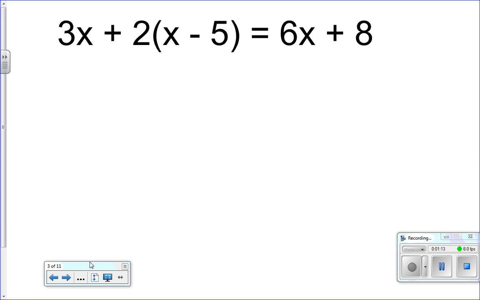All right, so before we go into what we're doing today, we need to review how to solve an equation. So we have this equation, 3x plus 2 groups of x minus 5 equals 6x plus 8. So how do I solve this equation? What would be my first step, Malin?